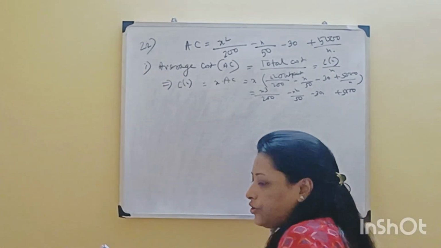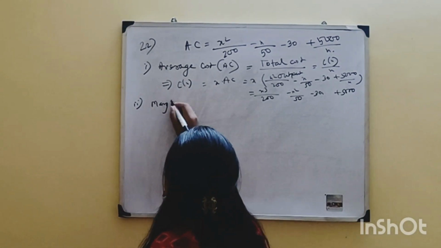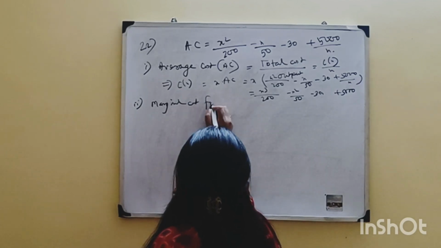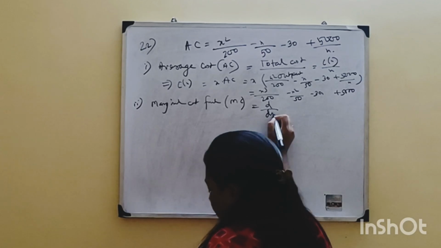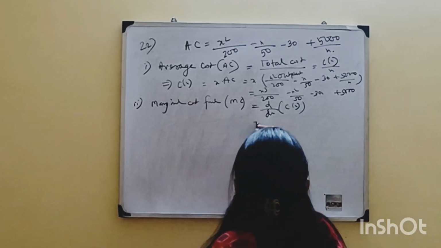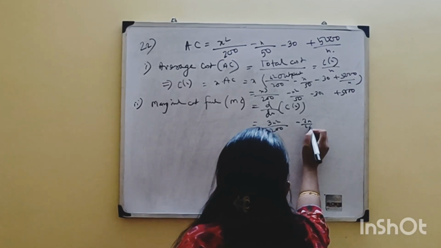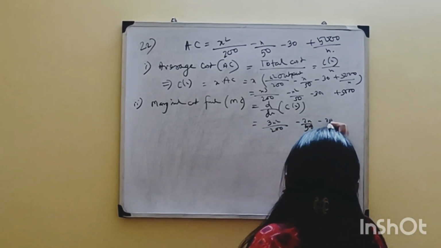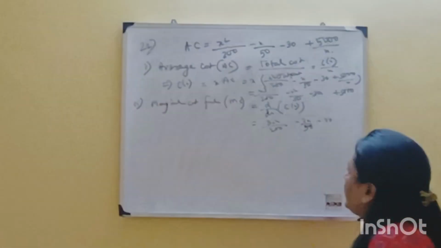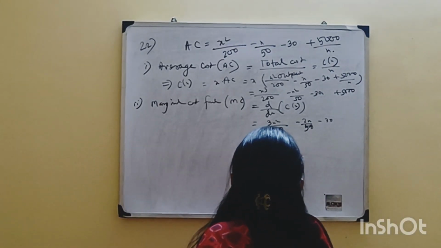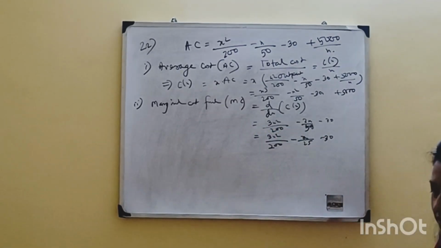Okay, now the marginal cost function. You have to calculate the marginal cost function, which is MC equals d/dx of C(x). This is 3x squared by 200 minus 2x by 50 minus 30. So this is the value. That means MC equals 3x squared by 200 minus x by 25 minus 30. So this is the marginal cost function.